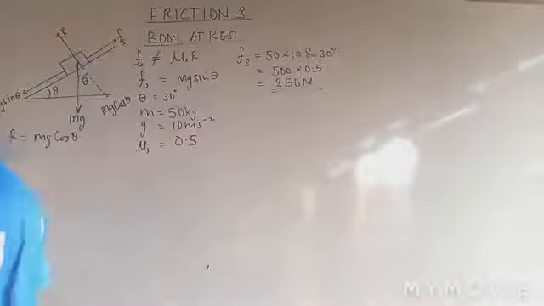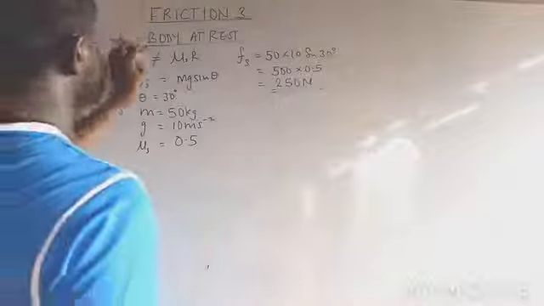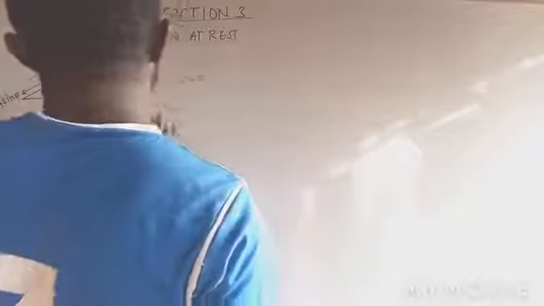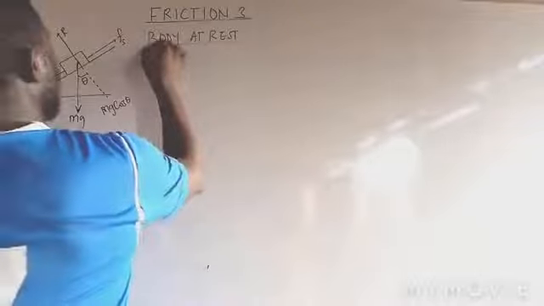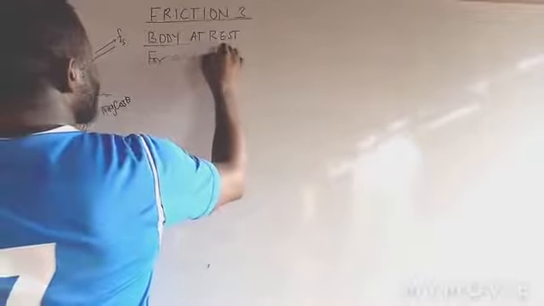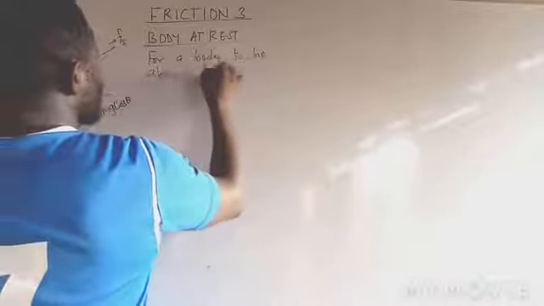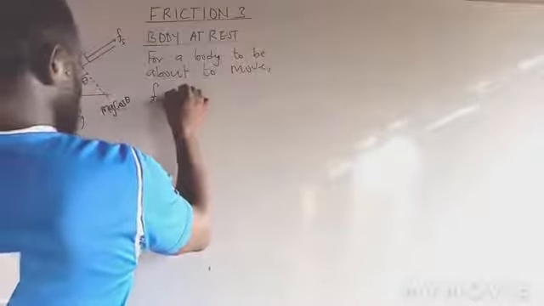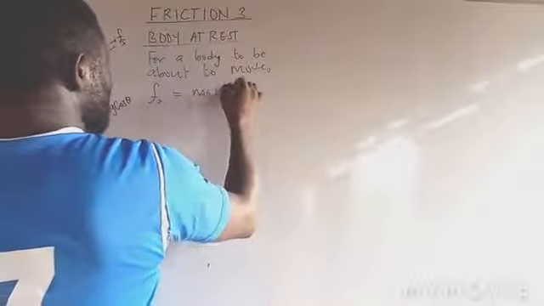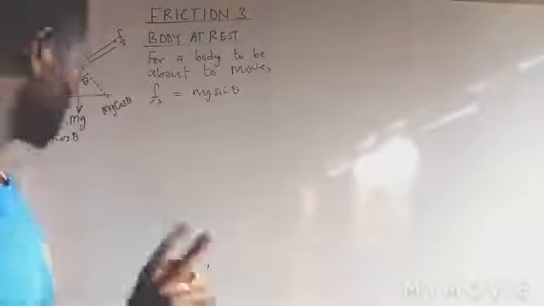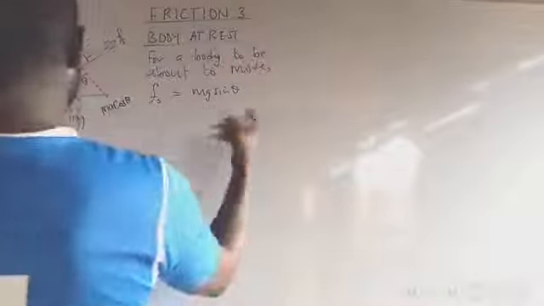But in some cases, we have another type. Let me clean this so that we talk about the other type. In another type, you will be told that the body is about to move. For a body to be about to move, we have F of S equal to mg sine theta. The previous condition still holds, but another condition will now hold. And what's the other condition?